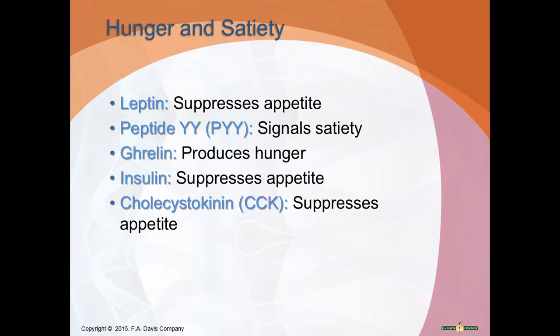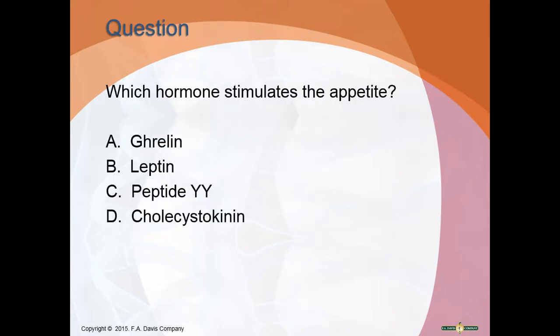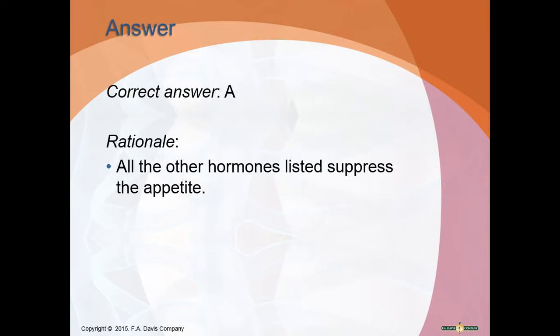And cholecystokinin is secreted by cells in the duodenum and jejunum. This stimulates the secretion of bile and pancreatic enzymes and suppresses appetite. So which hormone stimulates the appetite? I think we know by now from the digestive system lecture that it's ghrelin.